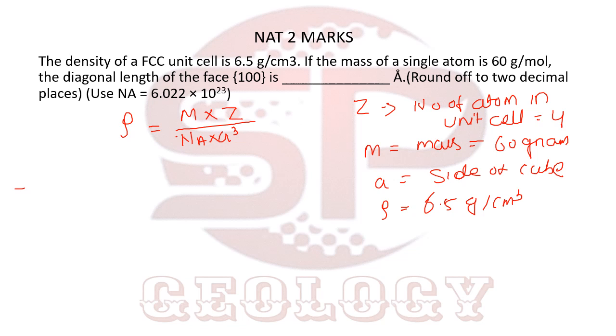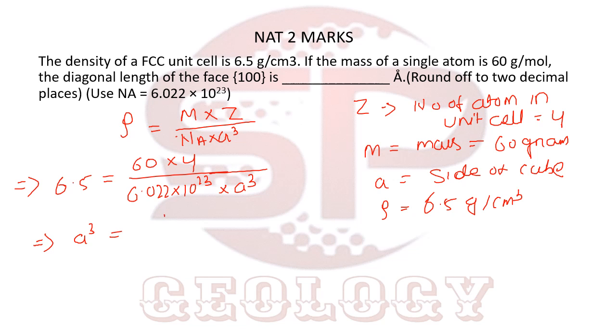So we'll put the values now. 6.5 gram per centimeter cube, then the mass is given 60 gram into 4, divided by 6.022 into 10 to the power 23 into a cube. We have to find out the side. So a cube is equal to 60 into 4 divided by 6.5 into 6.022 into 10 to the power 23, this much centimeter cube.